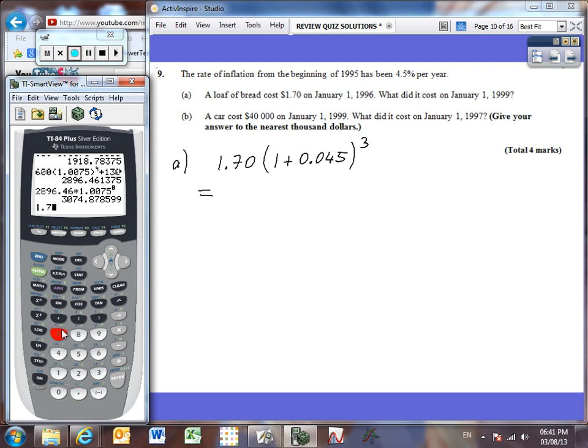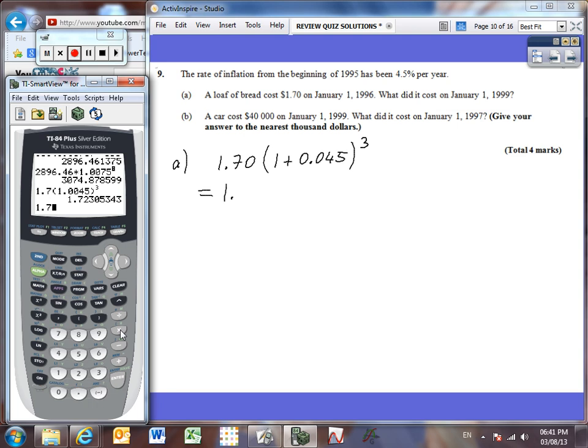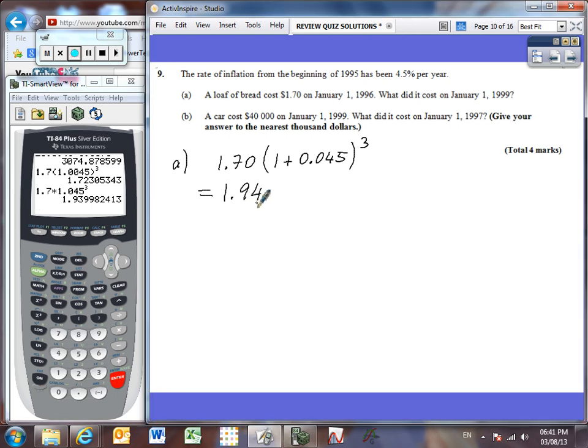So 1.7 multiplied by 1.0045 to the power of 3. And the cost of the loaf of bread now is well, I'm really surprised. Oh, I see. I entered it in wrong. This amount here, let's do it again. I should have had 1.7 times 1.045, not 1.0045, raised to the power of 3, and there we go, that's more what I was expecting. $1.94 if I round to the nearest cent.